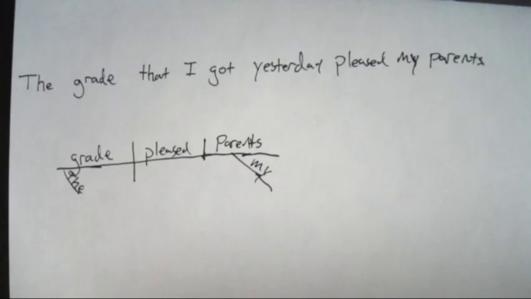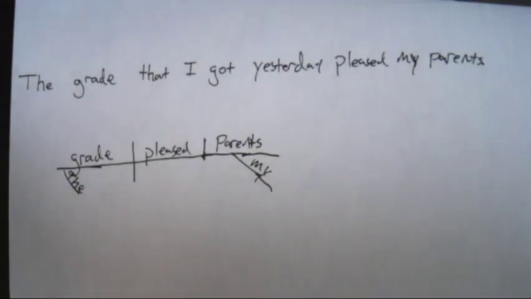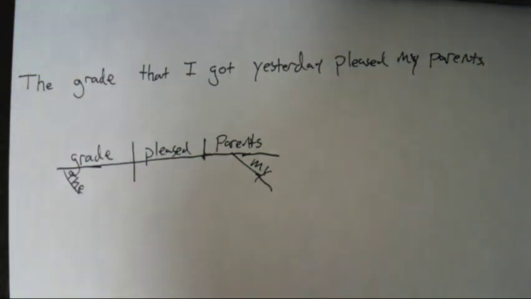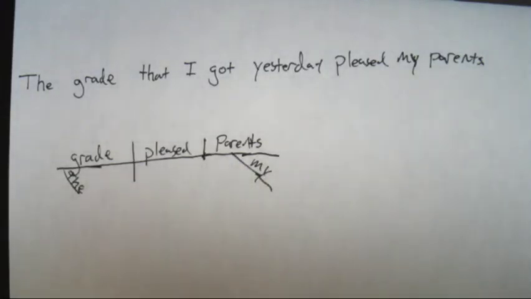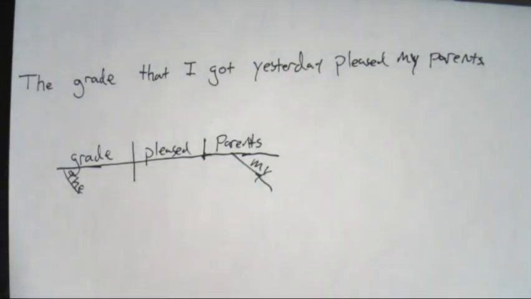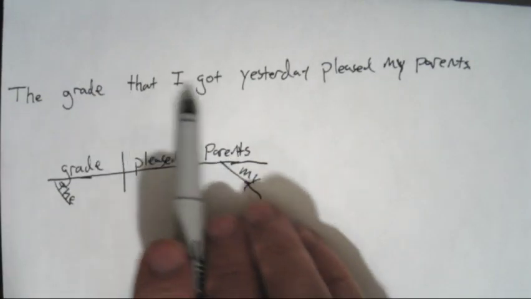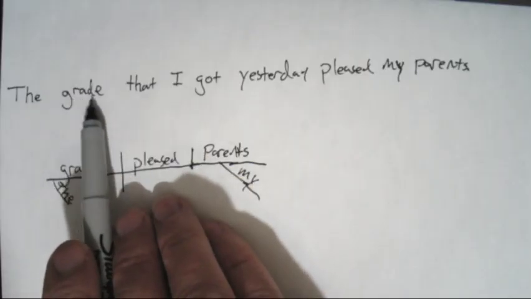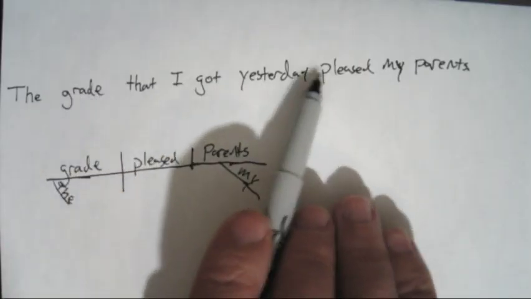But we have more to diagram here still. The grade that I got yesterday pleased my parents. So, how do we do that? Well, that chunk, that I got yesterday, that is an adjective clause, all right? It's telling us which grade. Because that I got yesterday is modifying grade, right? Which grade pleased your parents? The one that I got yesterday.